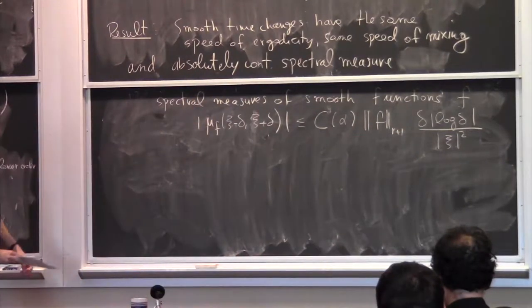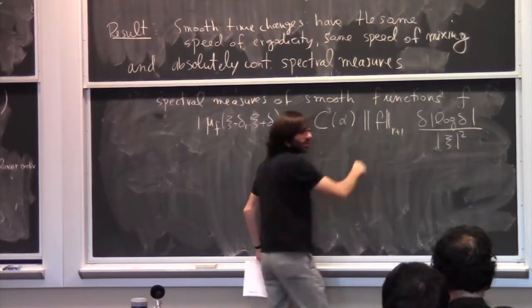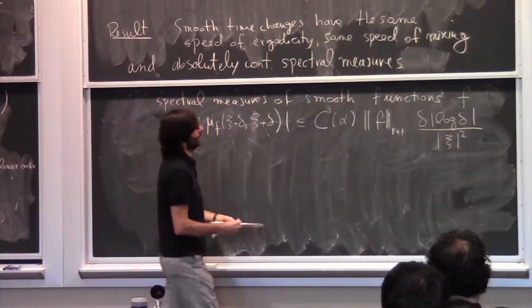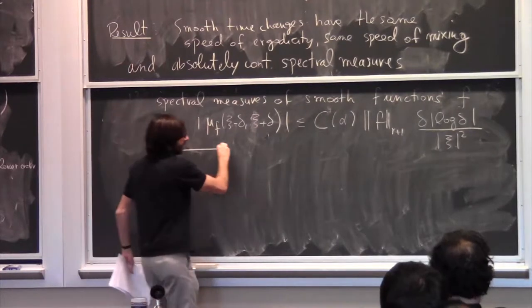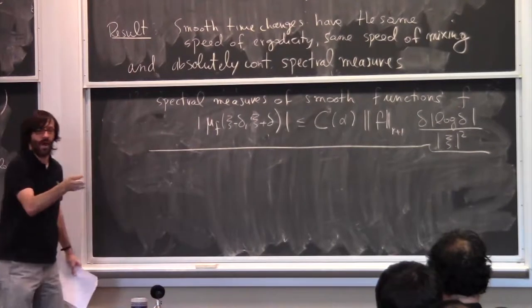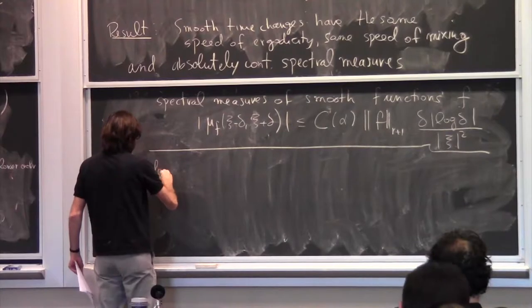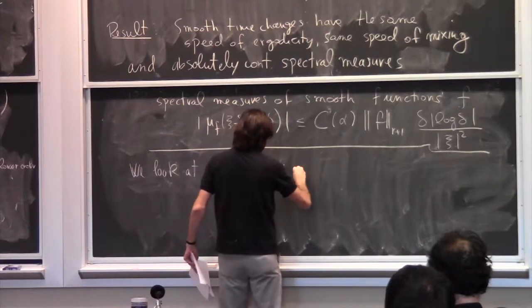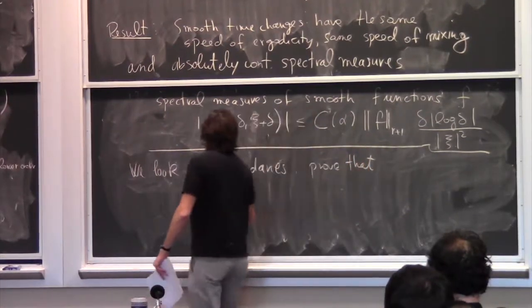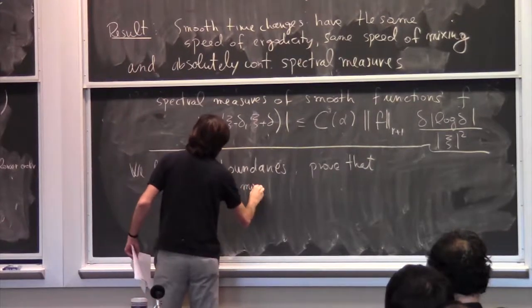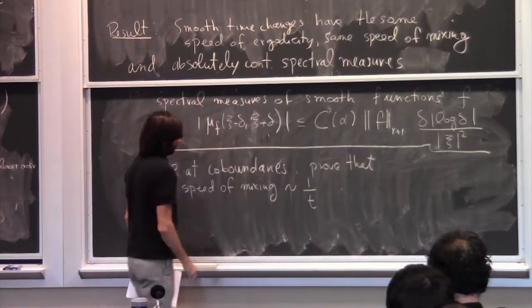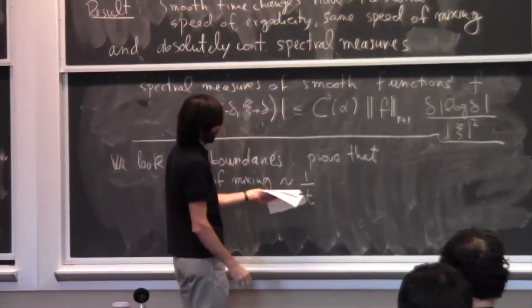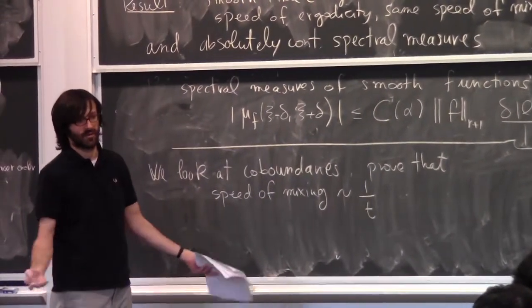And also we get absolutely continuous spectral measures. Is this sufficient for absolute continuity? No, this is not sufficient, but this is sort of separate. We get L2 integrability. So the basic idea is this: how do we get around this problem of integrability? We look at coboundaries and prove that the speed of mixing, the correlation for coboundaries, is like 1 over t. I don't know if this is convincing to you, but this implies that for coboundaries the spectral measures are L2, and so the spectral measures are absolutely continuous.